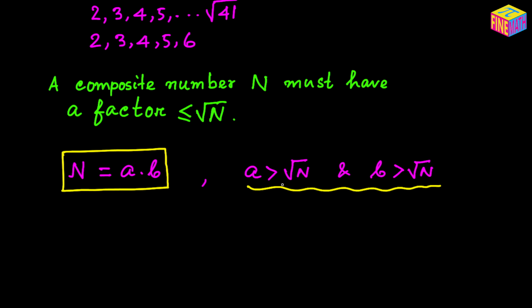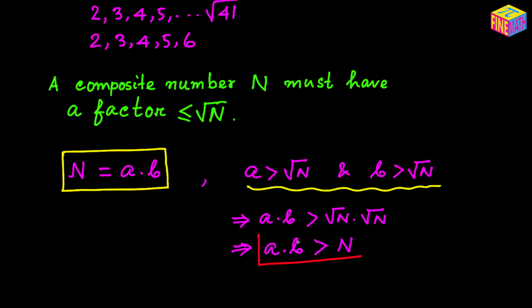Now, if we multiply these two inequalities, a greater than square root of n and b greater than square root of n, let's see what we get. If we multiply both of them, then a times b will be greater than square root of n times square root of n, which is square root of n squared. So a times b is actually greater than n. Well, that kind of contradicts our initial assumption.